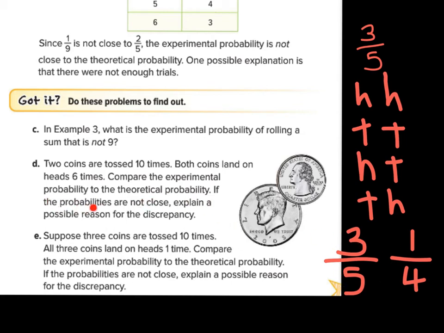Okay. If the probabilities are not close, explain a possible reason for the discrepancy. Well, what's the reason for the discrepancy? I would say we probably need more trials, because the more that we do something, the greater chance the experimental will match the theoretical. So that would be my reason. But in reality, because the theoretical is 1/4, in theory it should get closer, but I see it being very difficult for 1/4 to come all the way up to 3/5, to 60%.